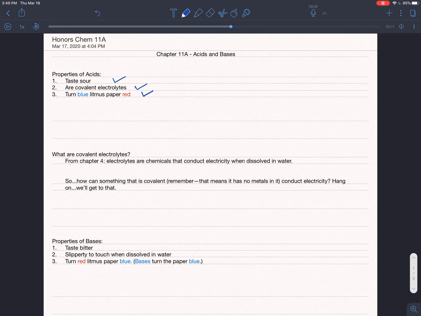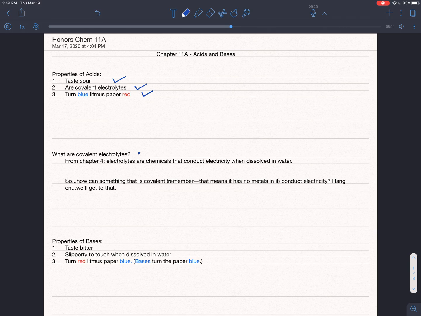Now let's jump down here just a minute and talk about this covalent electrolytes idea. If you remember all the way back to Chapter 4, electrolytes are chemicals that conduct electricity when dissolved in water. In Chapter 4, we were looking at ionic electrolytes, substances that had metals in them. When those were placed in a solution, the ionic compound broke into its constituent ions, its constituent charged particles, and that meant there were particles with charges present in the water, which allowed the electricity to be conducted.